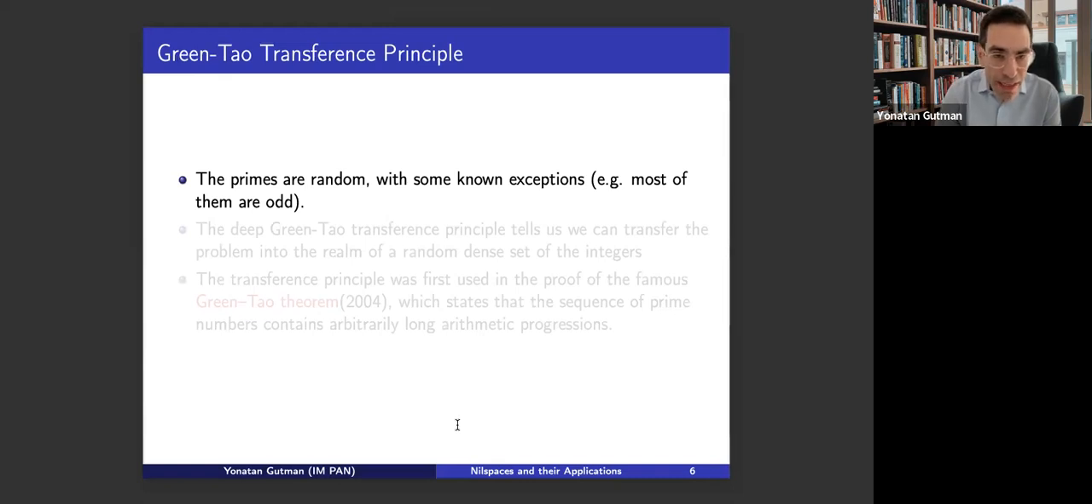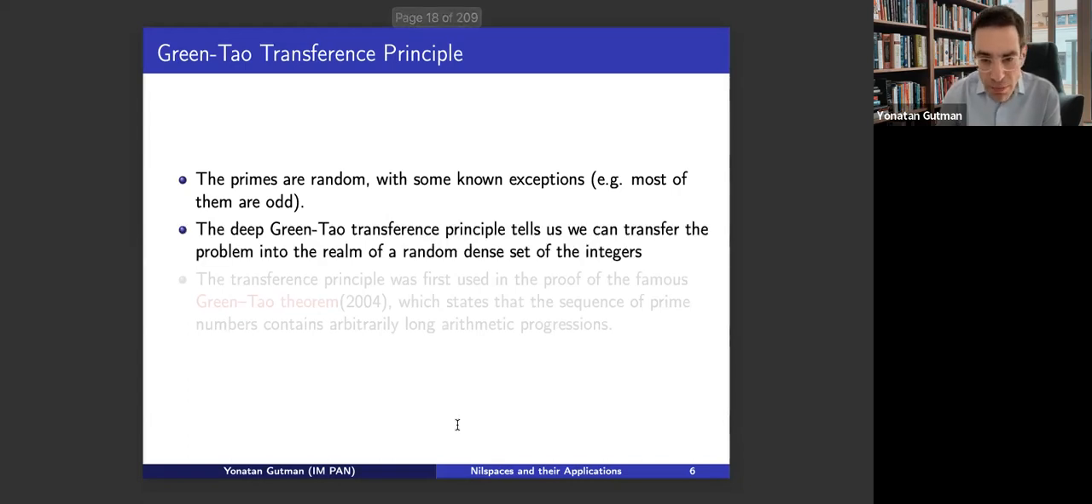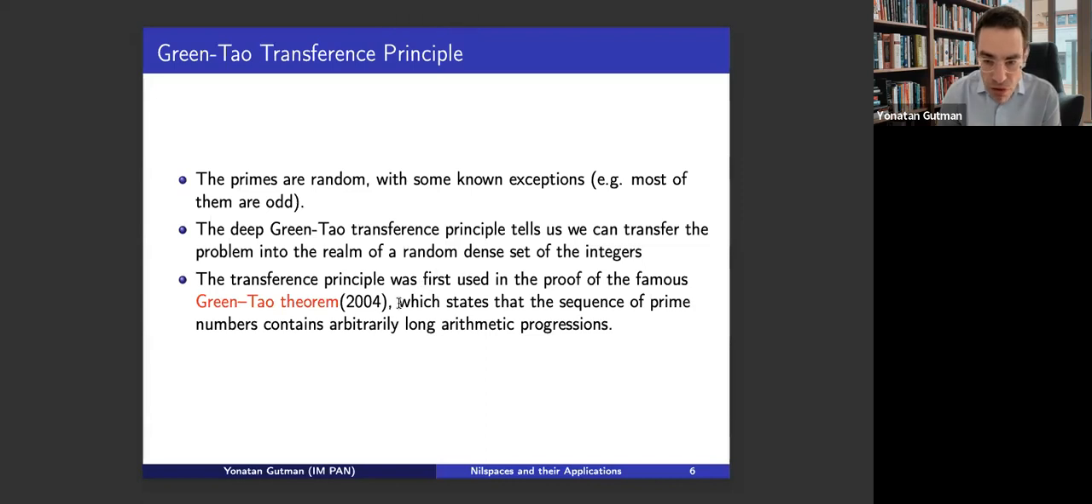Now, the way Green and Tao approached this problem was that they used something called the transference principle. This principle, which I will not discuss, allowed us to transfer the problem into the realm of dense subsets of the integers, so sets which have positive density. It was first used in their famous theorem from 2004, which states that the sequence of prime numbers contains arbitrarily long arithmetic progressions. So this is a particular case of solving linear equations in primes.